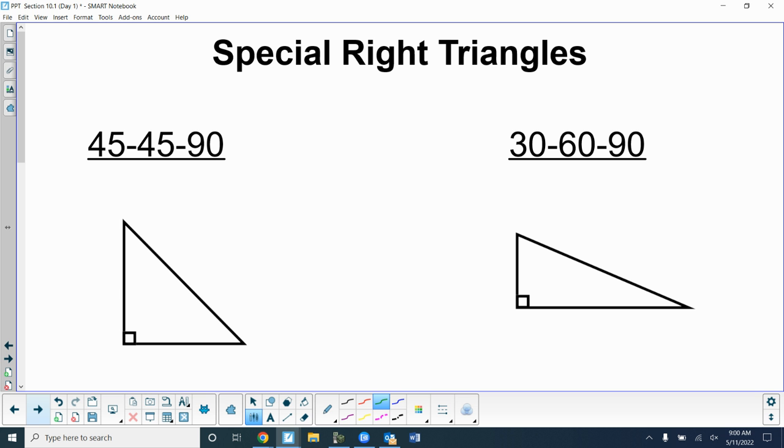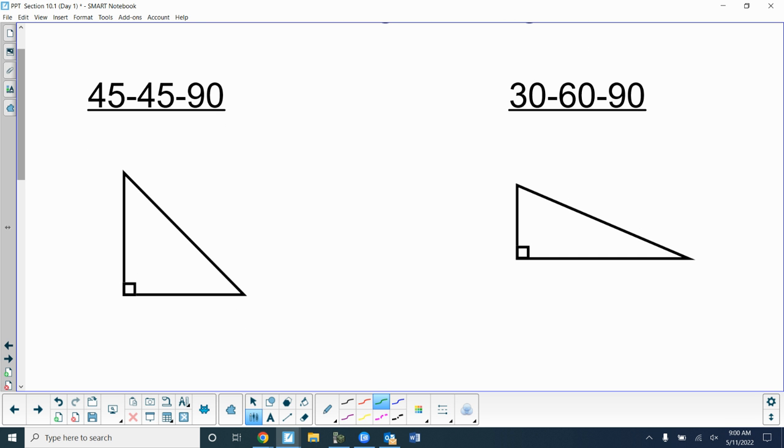Special right triangles. I remember doing this. If you memorize these two, if we had more time in the year to go further in trig, if you memorize these 2 triangles, trig is very, very easy. Okay? So if we make the 2 legs, how do I know that they're exactly the same?